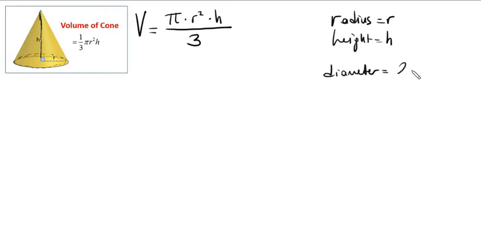diameter is always 2 times radius. Let's not forget this. Diameter is always 2 times radius. In order to find the radius, we need to divide diameter by 2. So D for diameter, D divided by 2 is going to give us the radius. So let's get started and solve a few problems.